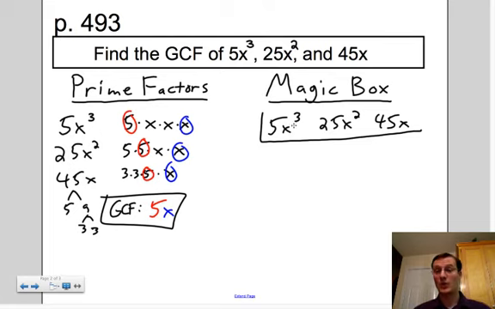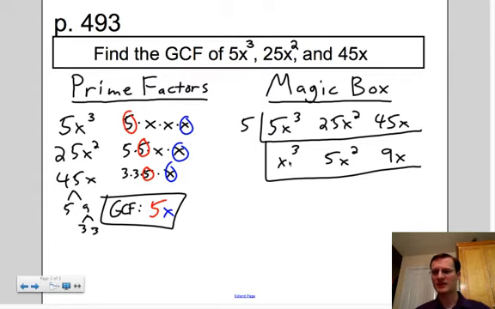Alright, now we want to look, is there anything that will divide into all three of these terms at the same time? Well, yes, there is. 5 divides into all of them. 5 divided by 5 is 1, 1x cubed. 25 divided by 5 is 5, x squared. 45 divided by 5 is 9, and bring down the x. Is there anything else that's in common with all three of them? Yes, there's an x. So divide it by x.